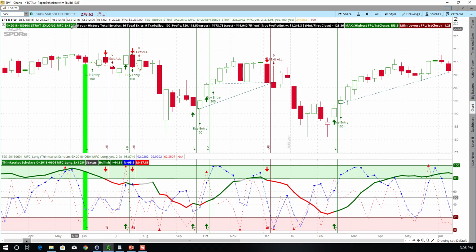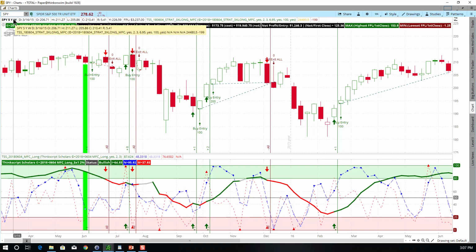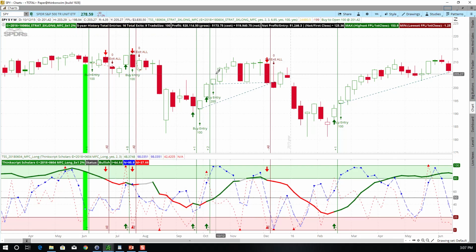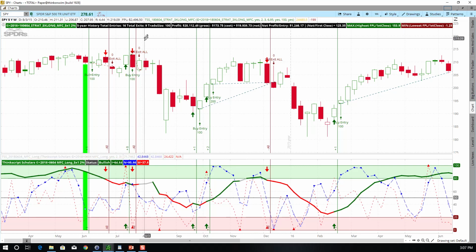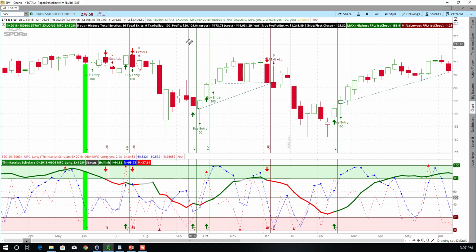Okay, now here's where the magic comes in, in my opinion. You can see up here, first of all, that we've had some profit. If we'd done this on a weekly chart for the last 5 years, we would have had, after our costs, almost $20,000 worth of profits. We would have had 16 total entries, and total exits were 9, with a trade size being 100. We can look at our net profit was $1,245 per entry.